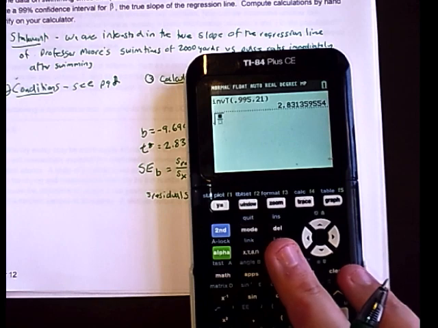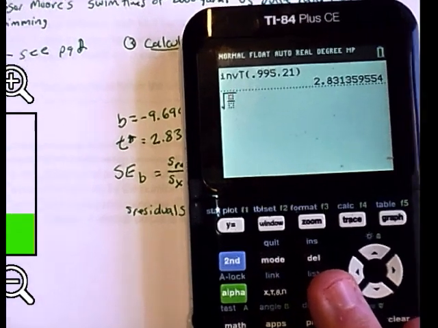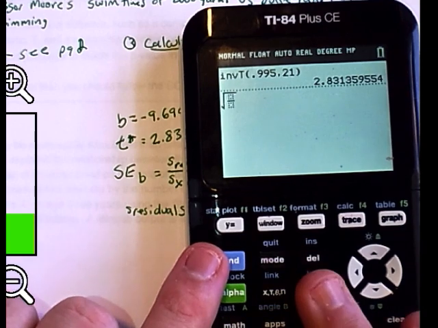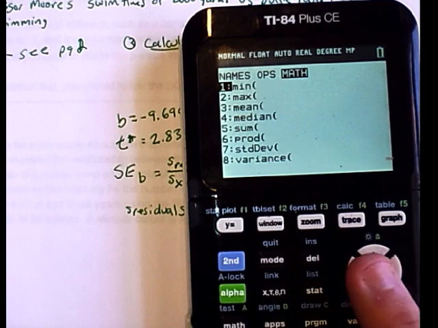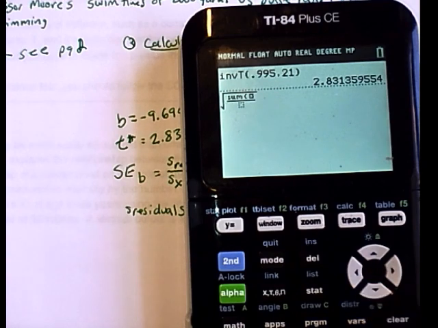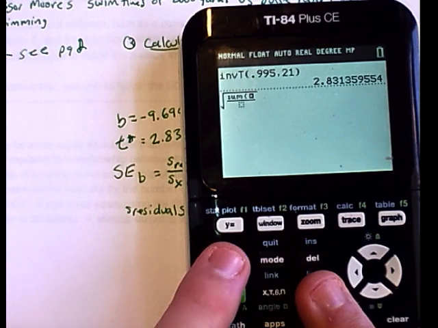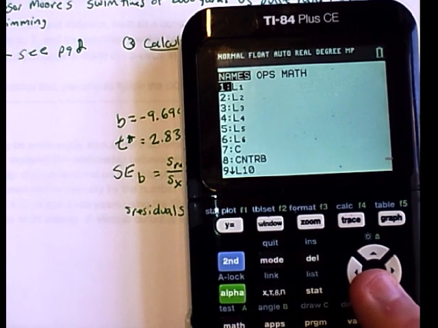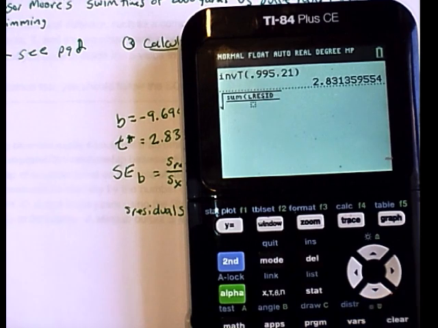Okay, but I want to take this, let me zoom in a little bit so you can see this a little bit more. What I want to do is go to second list, but I want to do some math on the list. I want to take the sum. What do I want to take the sum of? I want to take the sum of the residuals. Where do I find my residuals? It's under my list menu, and it's at the very bottom. Take the sum of my residuals.